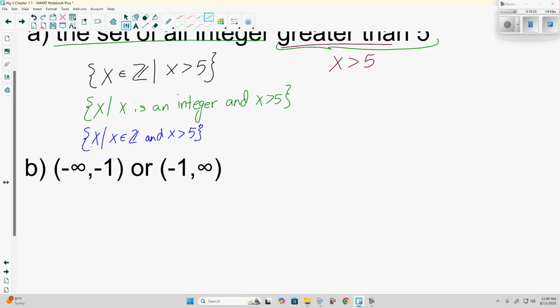Element, a part of, is an element of the integers or in the integers. Yep, so that's our symbol for integers. Z with an extra line is our integers. Our N with an extra line is our natural numbers. Q is our rational. W is our whole numbers, but most of the time we'll just say it's integers if we're talking about whole numbers. Questions on this here?